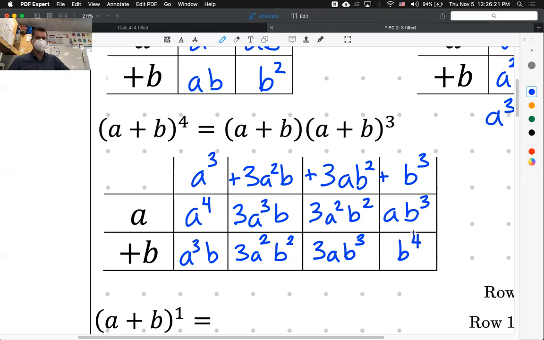Again, you need to add all the like terms, and hopefully you're seeing this pattern now that these diagonals are always going to be like terms. Diagonal is going to be a like term. That diagonal is going to be a like term. What color do I have next? I have black. That diagonal is going to be a like term. Those are all of our like terms.